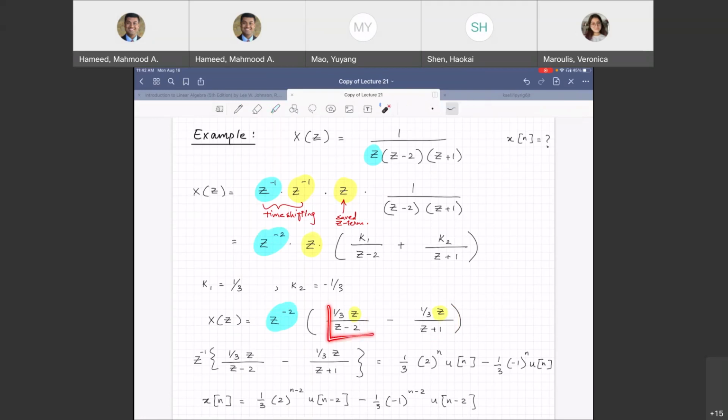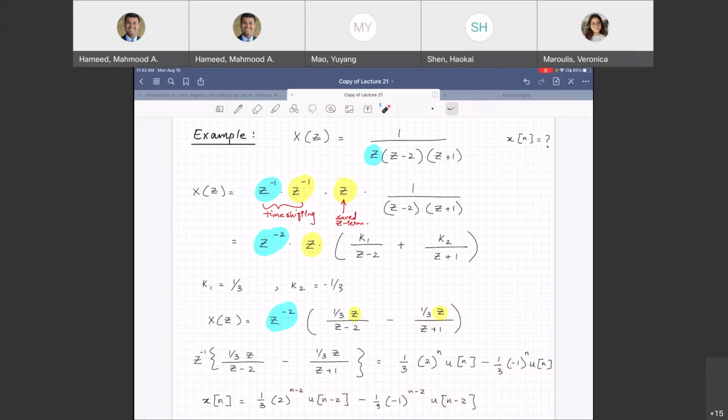Now, this and this, they are already in the standard form, right? So you can say the inverse Z transform for these two here and here is simply going to be 1/3 (2 raised to n) u of n minus 1/3 (negative 1 raised to n) u of n. Once you have done it for everything without the z to the minus 2, you can apply the time shifting all the way at the end, where you take all the n's and replace them with n minus 2. n minus 2, n minus 2, n minus 2, n minus 2, and you're done.